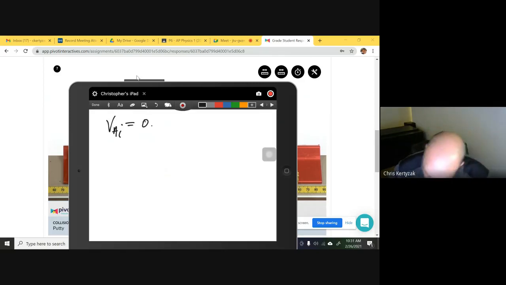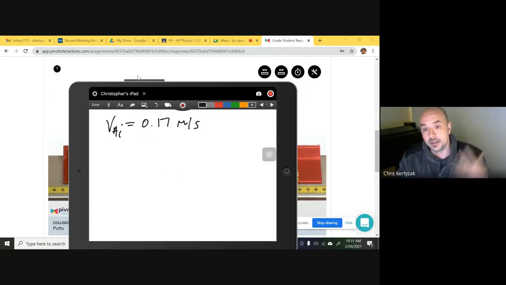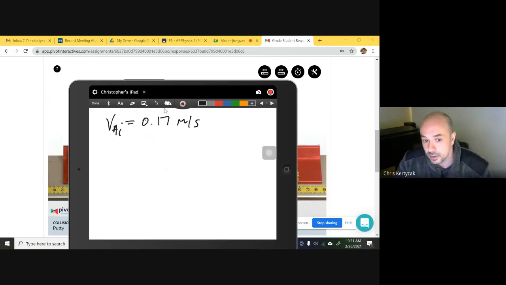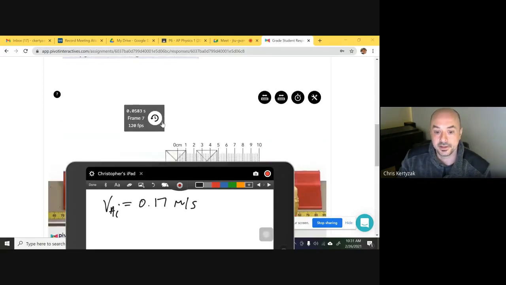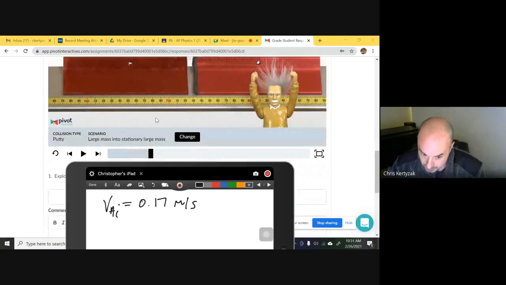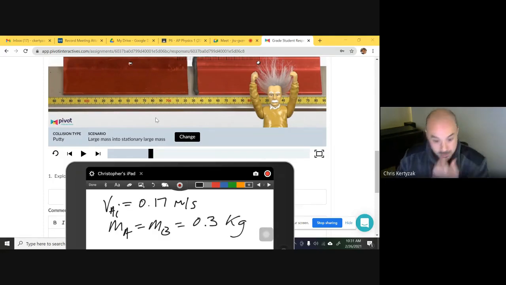0.17 meters per second. And I'm calling that V for velocity, A for object A. I always think of the object on the left as object A, the object on the right as object B. Textbooks do too, so just be aware. I for initial means before the collision. F for final means after the collision. What are the masses? This is the large glider, 300 grams, and they're the same, right? They're both 300 grams. Mass of A is equal to mass of B, which is equal to 0.3 kg.